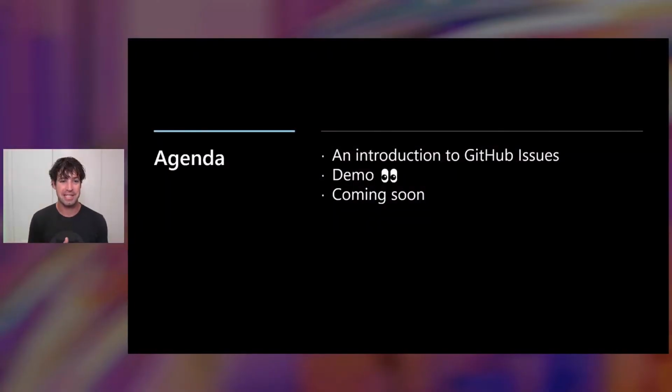So let's get started. The first thing we're going to talk about today is just an introduction to what GitHub Issues is and the project's views and all of that project's planning and tracking capability. I'm going to show you a demo because I think that's the best way of showing you exactly how powerful this thing is and how customizable it is as well. And then we're going to have a little look at what stuff is coming soon.